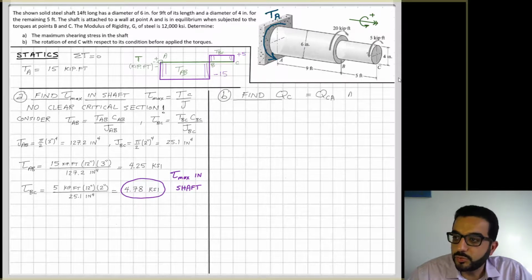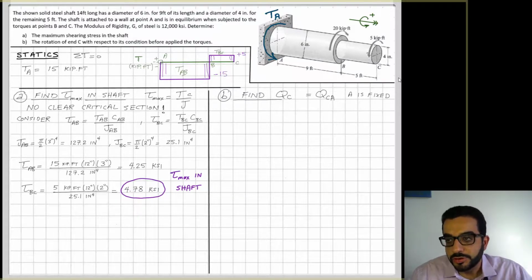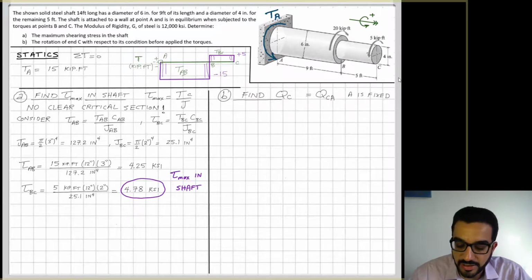Part B is finding the twisting angle, or the rotation, of C with respect to its initial conditions. That's basically the twisting angle at C. And I want to clarify here, this twisting angle of the section at C, I will relate it to a fixed point that I know will not move. So A is fixed, so I will say phi C, its rotation relative to its original position, is equal to its rotation relative to any point in cross section A. So I'll call it phi CA.